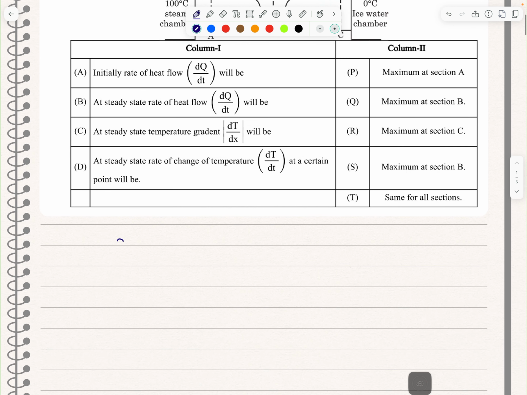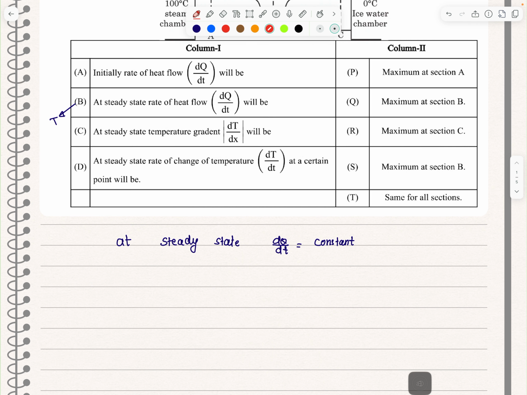At steady state, the rate of heat transfer will be the same, constant throughout the sections. Yes or no? That means same at all sections. So answer B should be matched with the T.